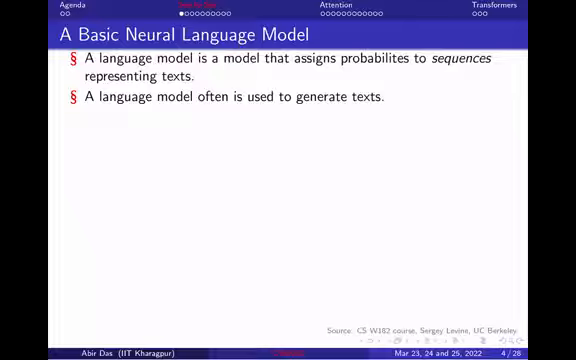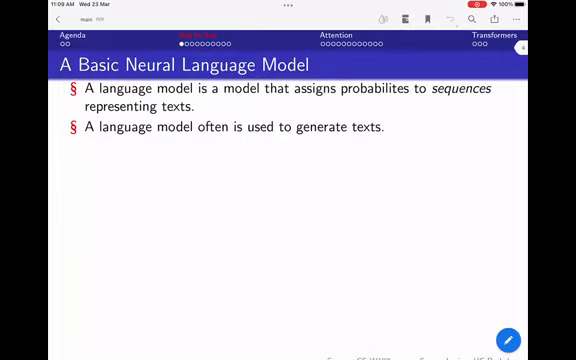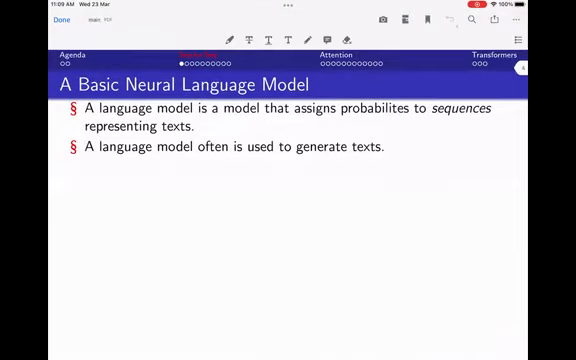Okay, so the language model is basically a model that assigns probabilities to sequences representing text. A language model is a model that assigns probabilities to a sequence representing text. If I just tell you from this definition, it may not be very clear. But what it means is that a language model is often used to generate text. So how does it generate text?